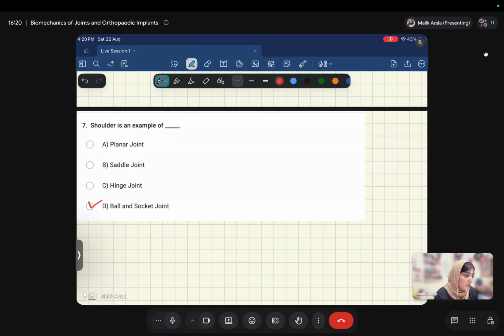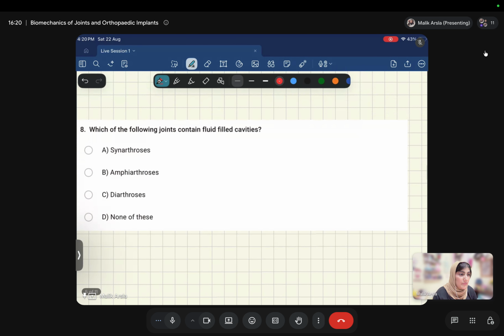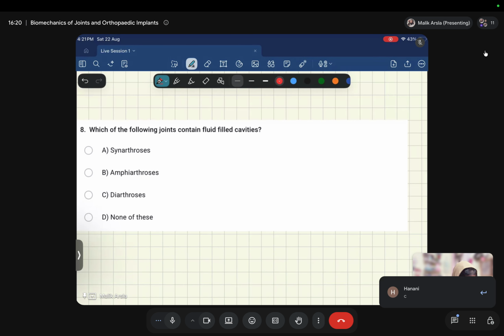Now let's move to the next question. Question 8. Yeah, so the question here is, which of the following joints contain fluid filled cavities. So what is the correct answer? C. Can you explain why?